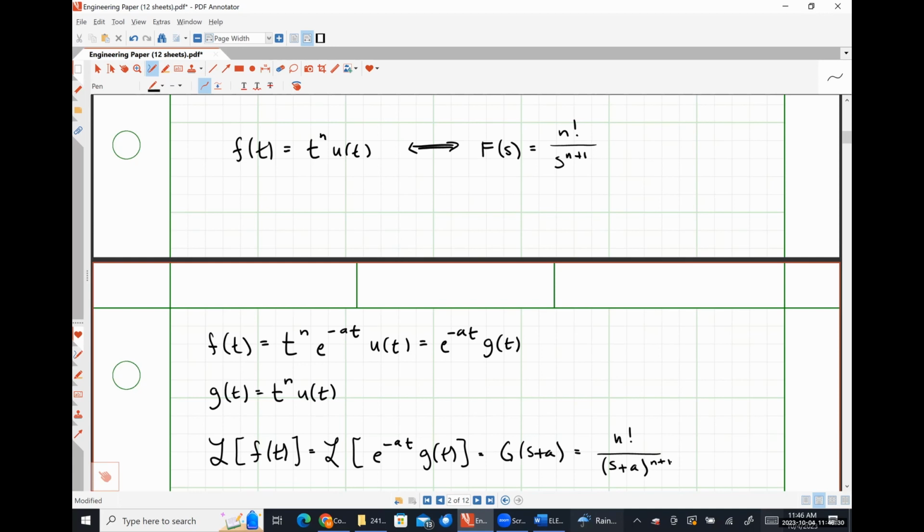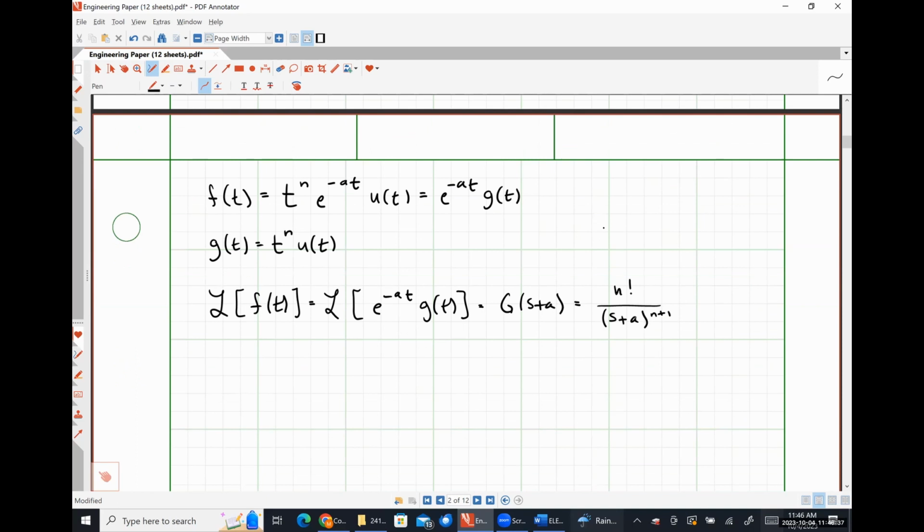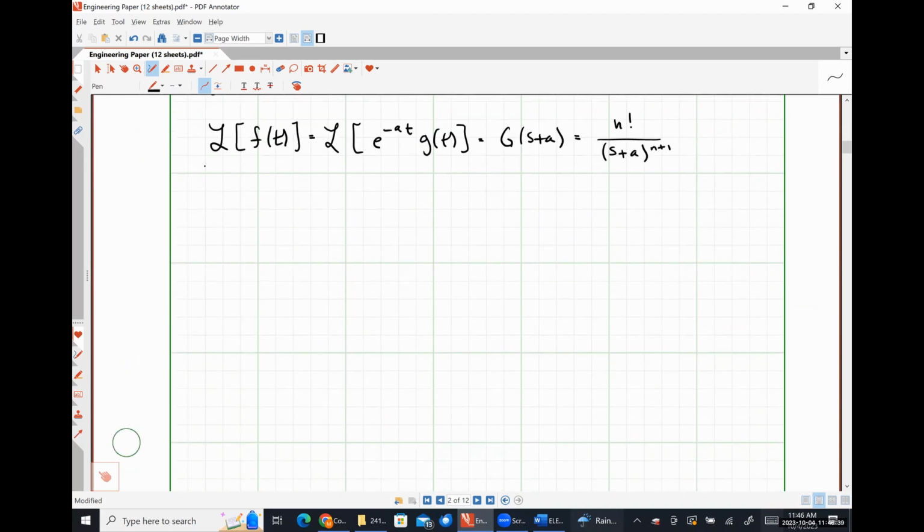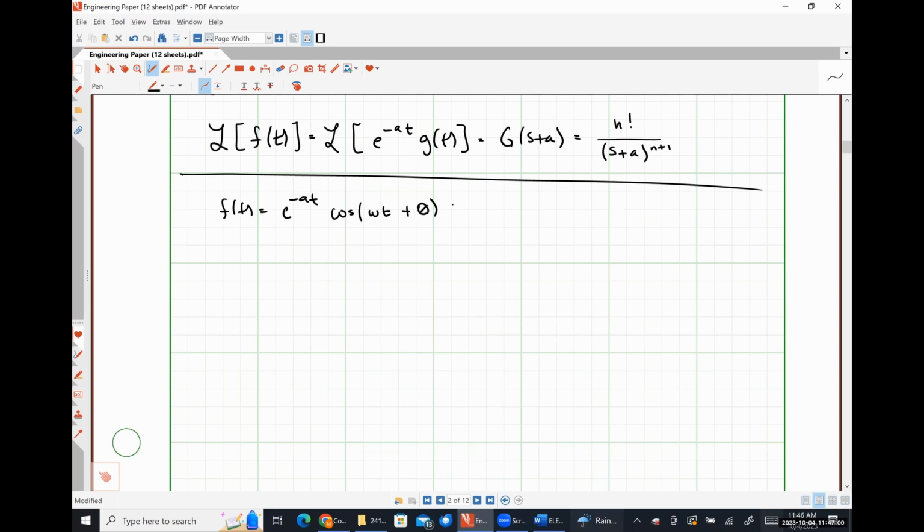So we're going to have to wait on figuring out partial fraction expansion a little bit to figure out how that one's going to work. Okay. So the last one of these Laplace transform pairs that we are going to derive today is for f of t equals e to the negative at cosine omega t plus a phase angle times u of t.